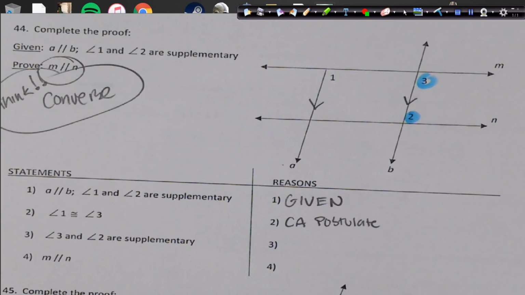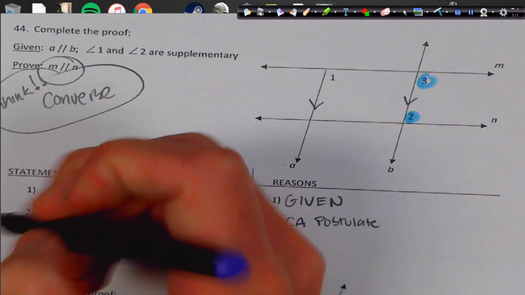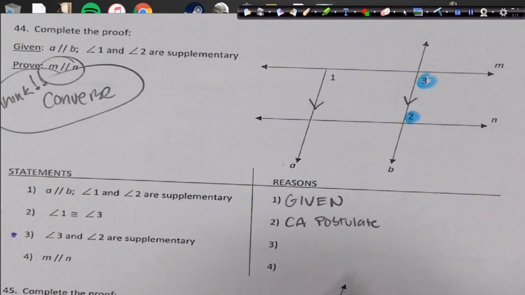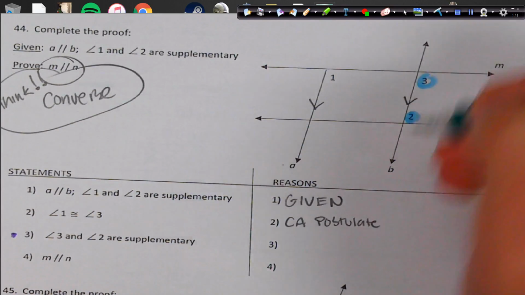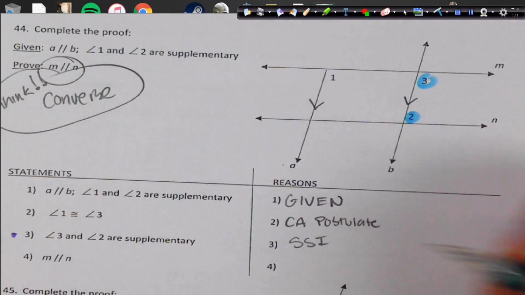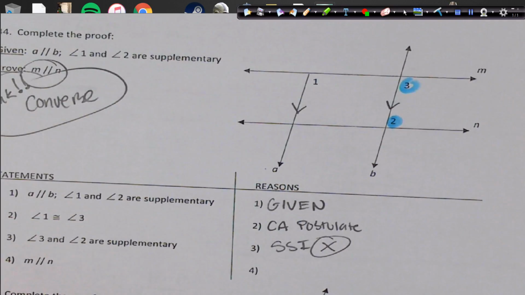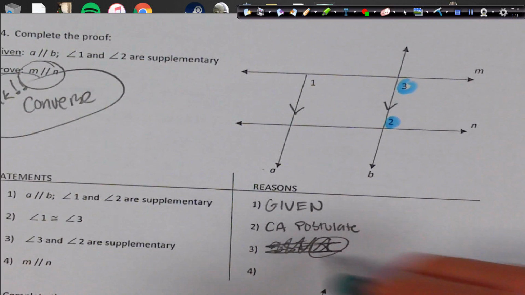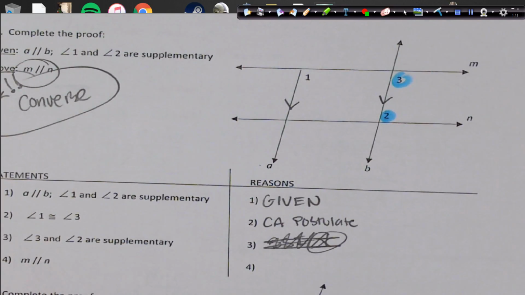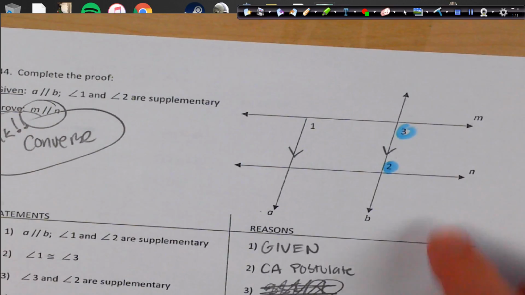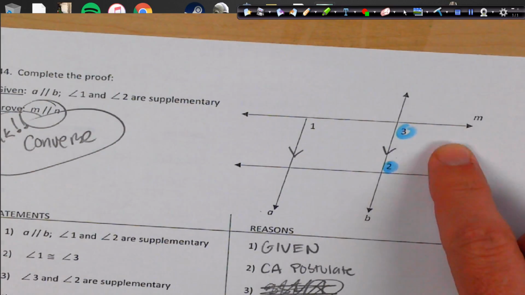Well, everything builds. So this statement here, a lot of students are going to want to write, oh, same side interior, right? And that would be wrong. The reason why that's wrong is because we want to scratch that out. That is not right, because I don't know if M and N are parallel. That's what I'm trying to prove.